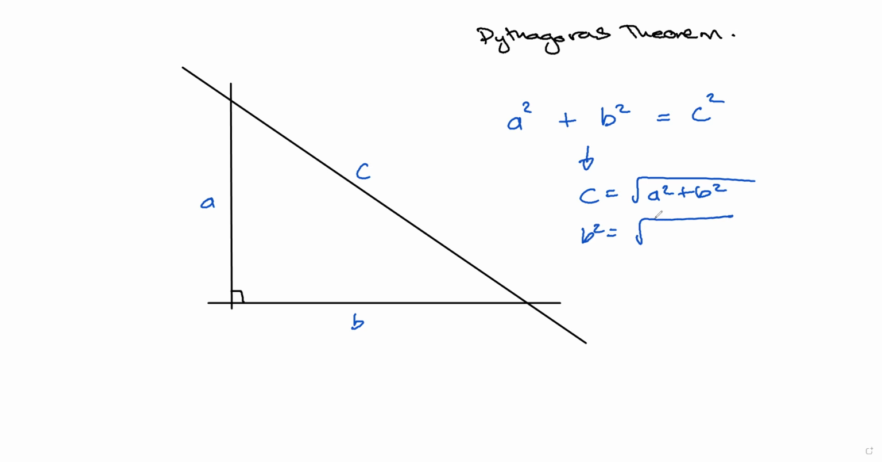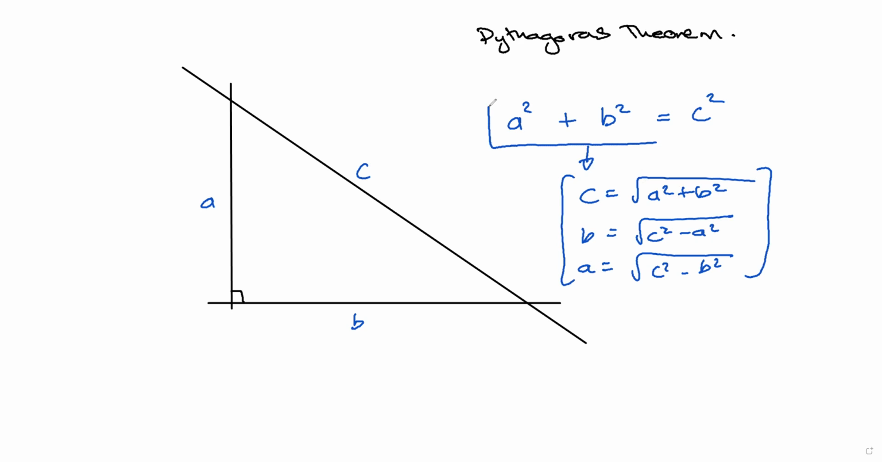B is equal to the square root of C squared minus A squared, because if I minus it and square root it, I get B. All right, and that's B, just B, not B squared. And then A is equal to the square root of C squared minus B squared. So when I take this over, it becomes minus, and then I square root it, I end up with that. Those are three options that you can work it out from here, but the main thing is to just remember that. This is all Pythagoras theorem.